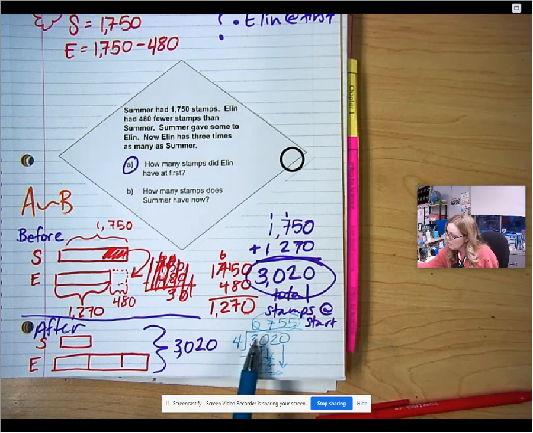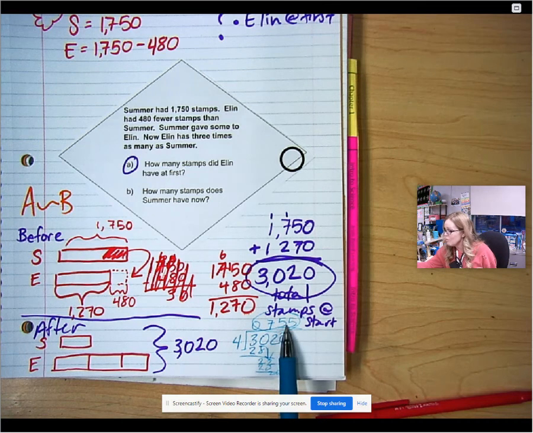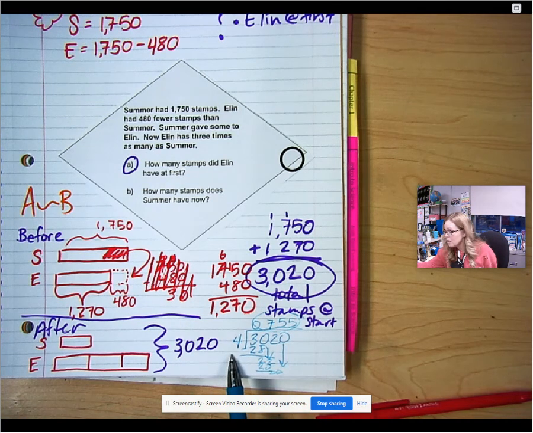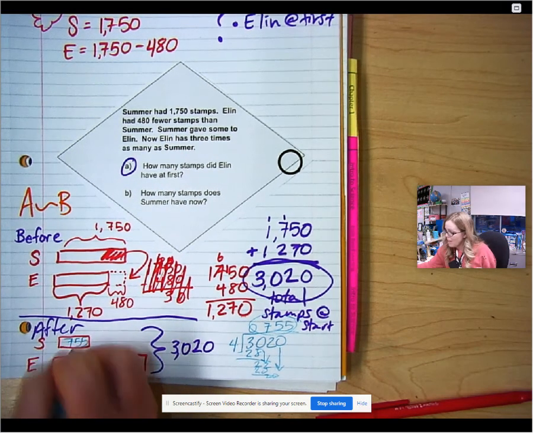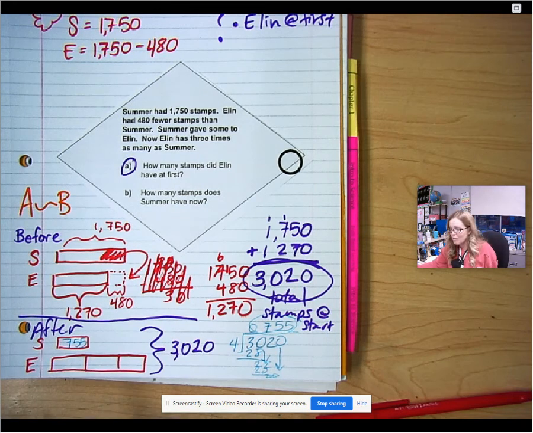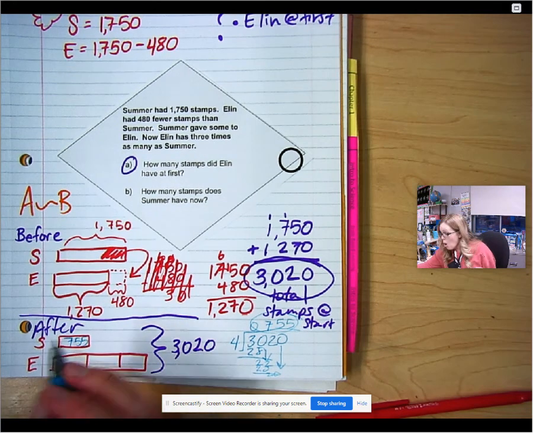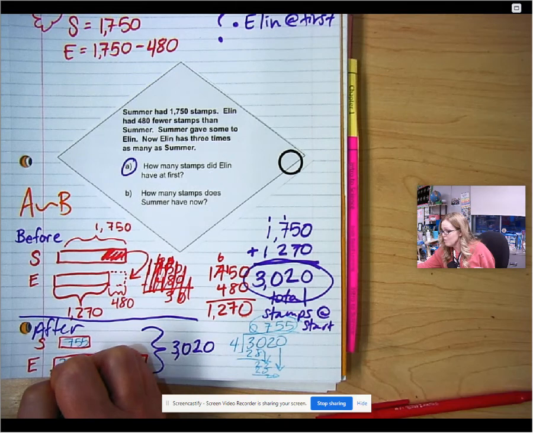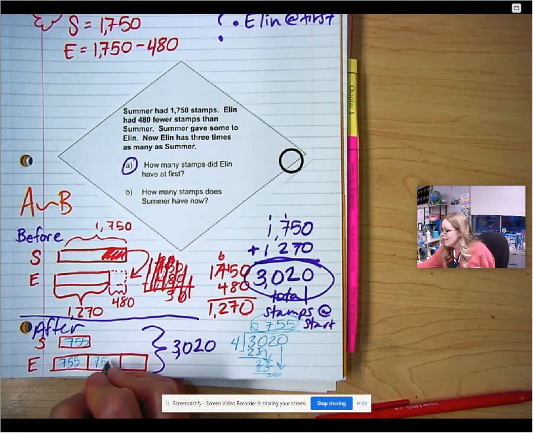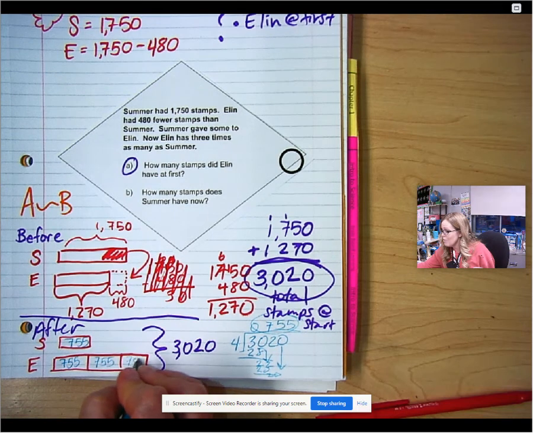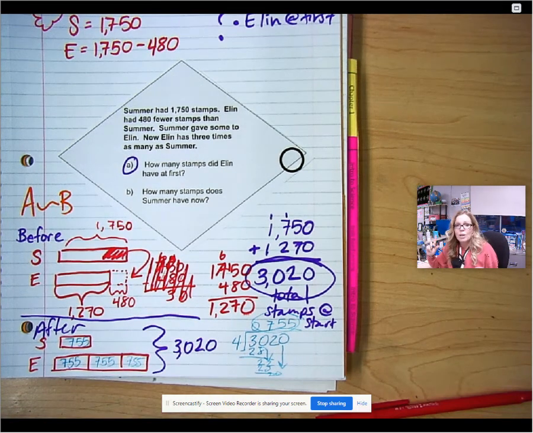Keep in mind, I can use multiplication to check my work. 755 times 4 would equal 3,020. So that means that this unit amount is 755. And if that's 755, then this is 755, and this is 755, and this is 755. So now let's see if we can answer our questions.